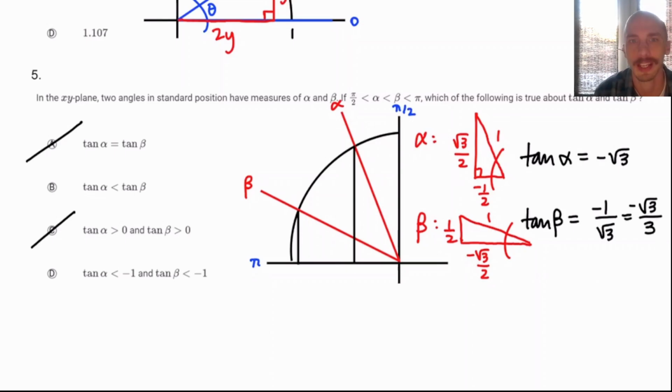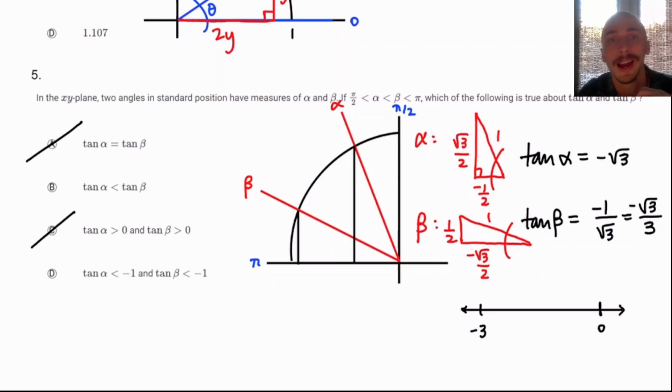All right, so if I've got tangent alpha equals negative square root of 3, and tangent beta equals negative root 3 over 3, I'm going to draw in a number line. I don't know how hard y'all are going to think this problem is, and I don't want anybody to be needlessly confused, so I'm going to go through all the details. So I'm going to put 0 here on my number line. Okay, maybe I'll put negative 3 over here.